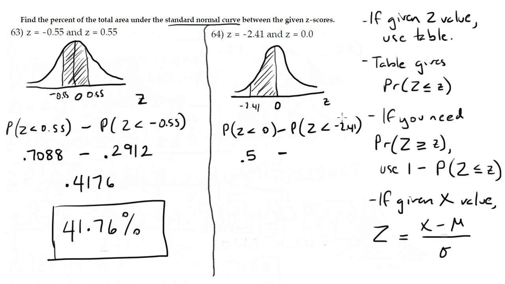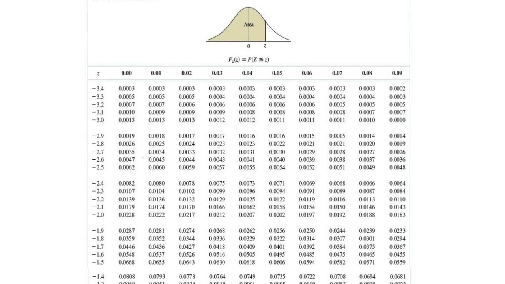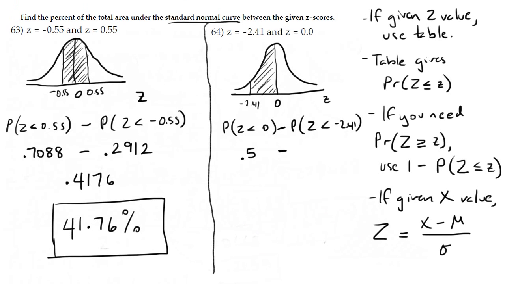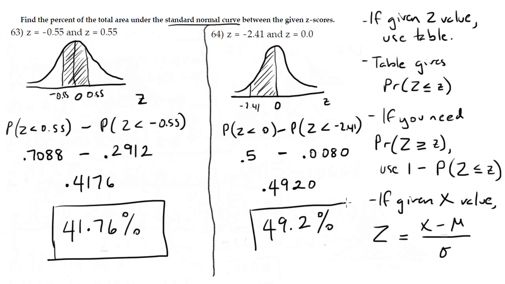The probability that z is less than negative 2.41 is 0.0080. Subtract these. That's 0.4920. When I convert this to a percentage, 49.2% of the curve is between these two values. There you go.